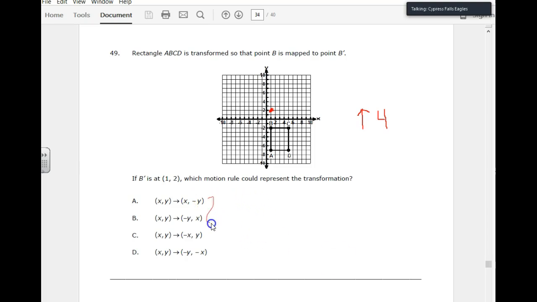None of these are translations, so we know it wasn't that. Being reflected over the x-axis. When you reflect over the x, you change the y. When you reflect over the y, you change the x. When I say change it, I mean change the sign of it. So we know we reflected over the x-axis, so we change the y value. So it was A.